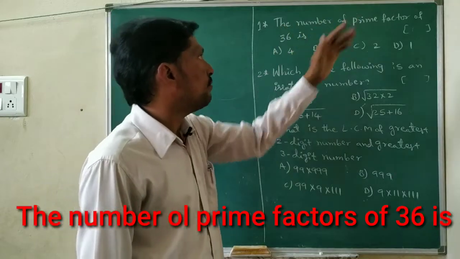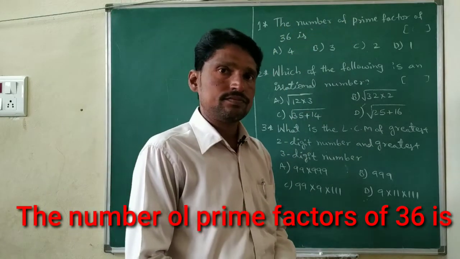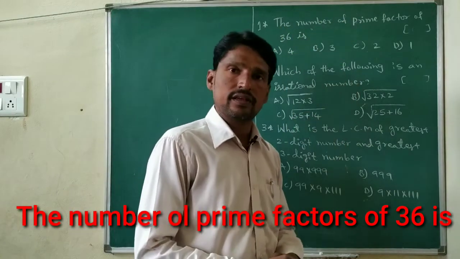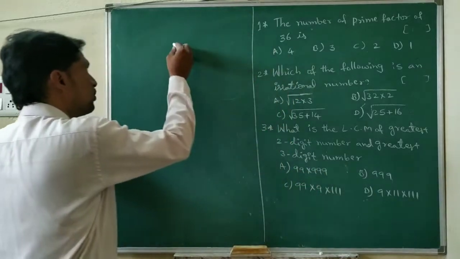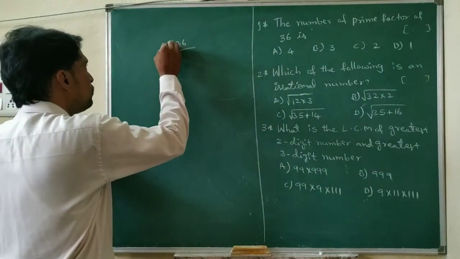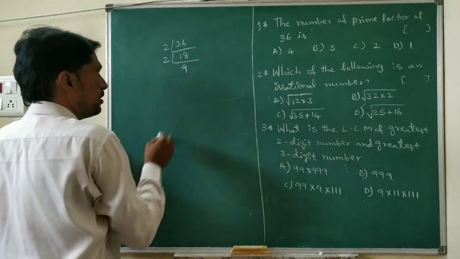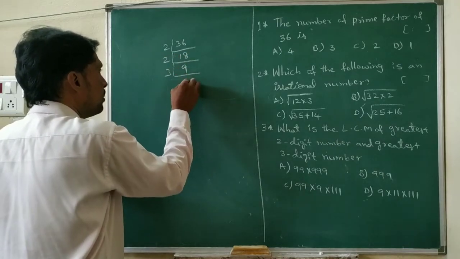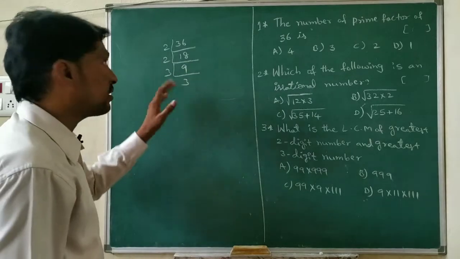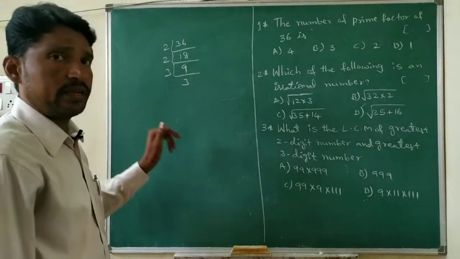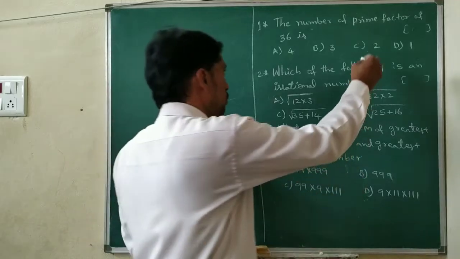The number of prime factors of 36 is? We need to find how many prime factors there are. First you have to write the prime factorization: 2 into 18 is 36, 2 into 9 is 18, and 3 into 3 is 9. How many prime factors do we have here? 2 and 3. We have only 2.